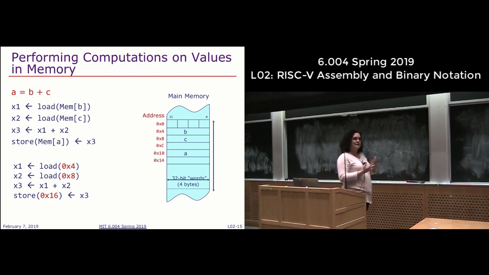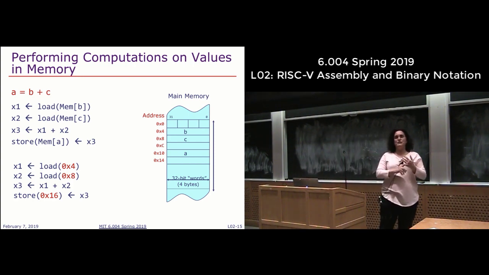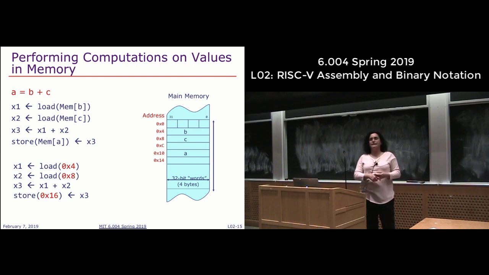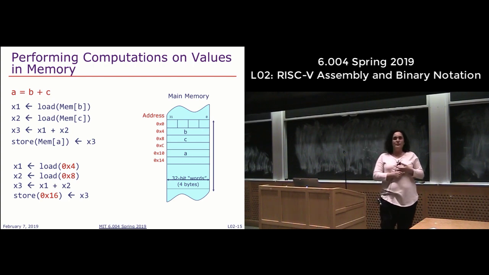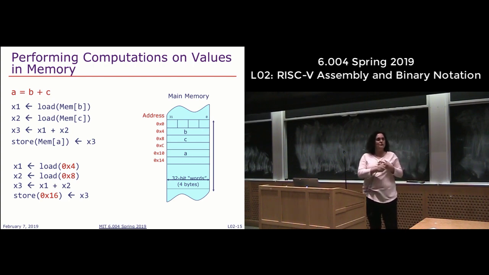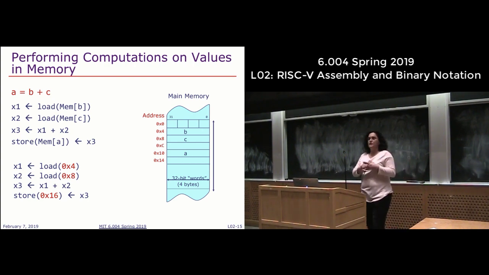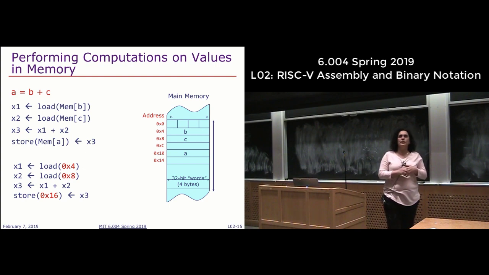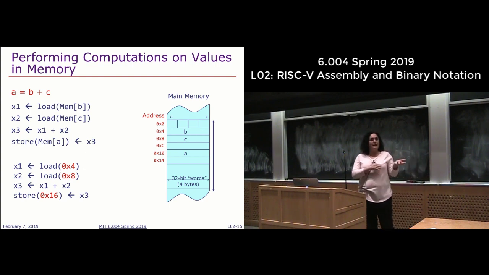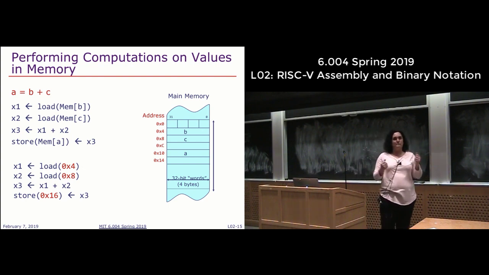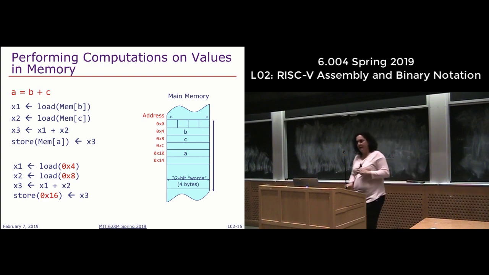Okay, so let's summarize what we've seen so far. We first did our computational instructions, then we had control flow instructions, which were the conditional branches as well as the unconditional jumps. And now we're ready to learn the last two types of instructions, which are load and store, which allow us to go back and forth between memory and our register file. Okay, so what do I have to specify when I want to get something from memory? I have to specify the location of where it's coming from.